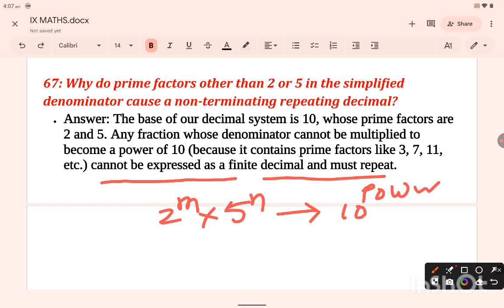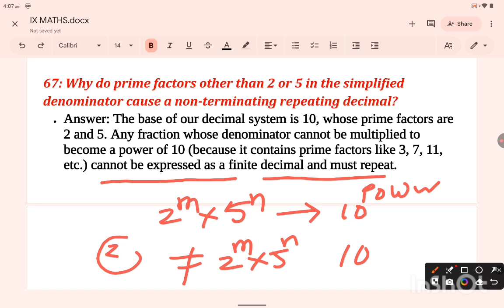Now the second condition: if the denominator of a simplified fraction is not in the form of 2 to the power of m into 5 to the power of n, then that fraction cannot be expressed with 10 power something. Therefore this type of fraction is a non-terminating recurring decimal.